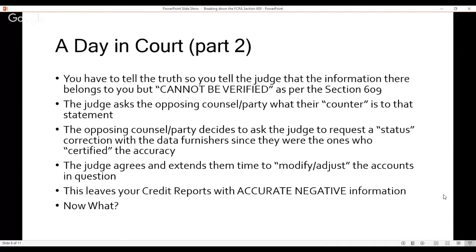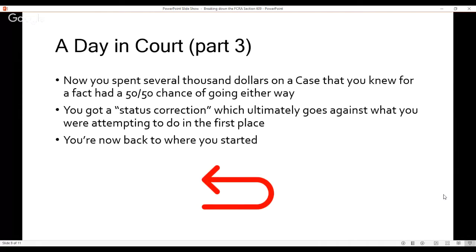Now what happens? Guess what? Now you have an accurate negative information because the data furnisher essentially complied with the court and the credit reporting agency. Now what do you do? Okay, so worst case scenario, what happened? Basically, you spent thousands of dollars in a case.